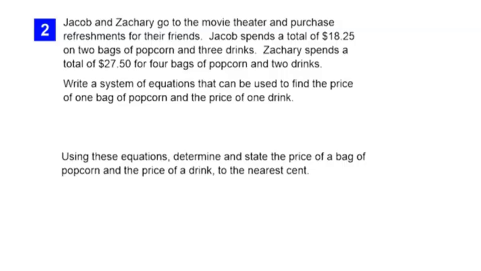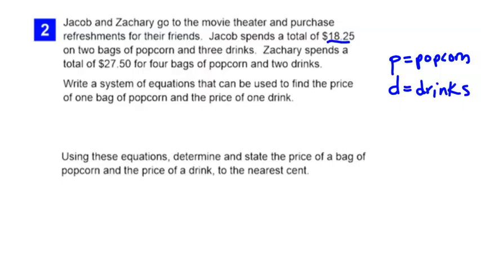Question 2 asks you to write a system of equations that can be used to find the price of a bag of popcorn and the price of one drink. So it looks like we have bags of popcorn, so maybe we'll use P for popcorn and D for drinks. Don't forget, you always have to identify your variables, even if you're using X and Y, or if you're using letters from the actual words.